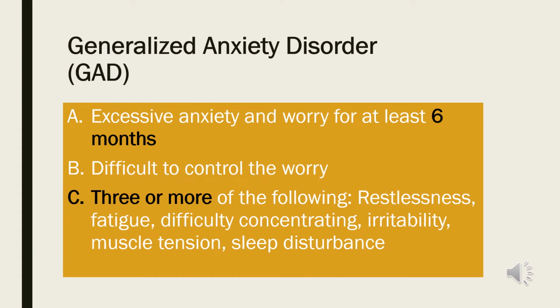Some of the key symptoms found in generalized anxiety disorder are excessive anxiety and worry that lasts at least 6 months, difficulty controlling the worry, and 3 or more of the symptoms among restlessness, fatigue, difficulty concentrating, irritability, muscle tension, and sleep disturbance.